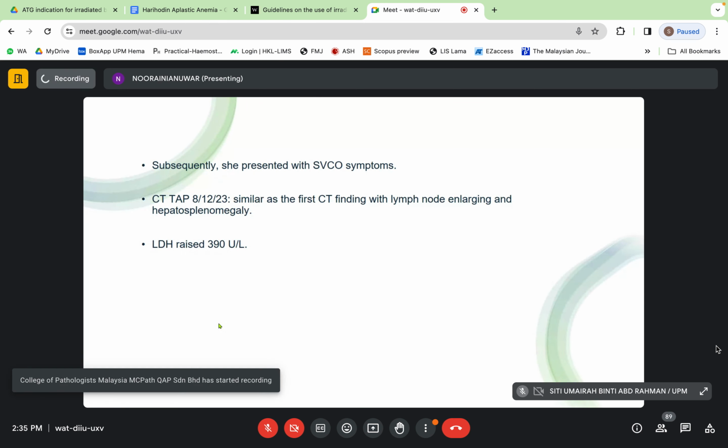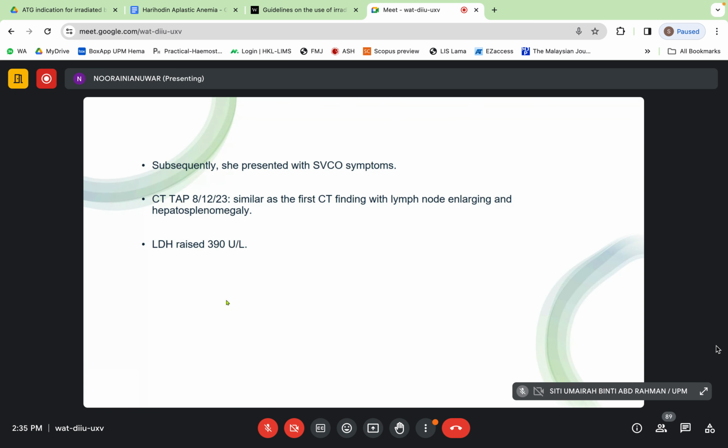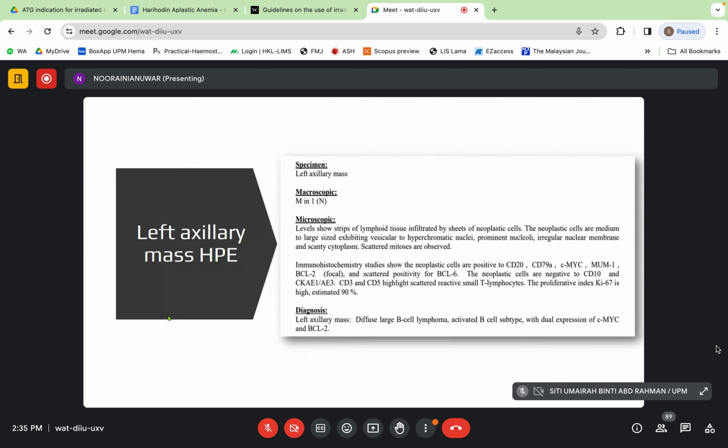Subsequently, she presented with superior vena cava obstructive symptoms, and another urgent CT TAP was performed, which shows similar findings as the first one, with the enlarging lymph node and hepatosplenomegaly. Otherwise, the biochemical parameters show raised LDH 390. So they sent the left axillary mass for HPE, and it turned out to be diffuse large B-cell lymphoma, ABC subtype, with dual expression of CMYC and BCL2.